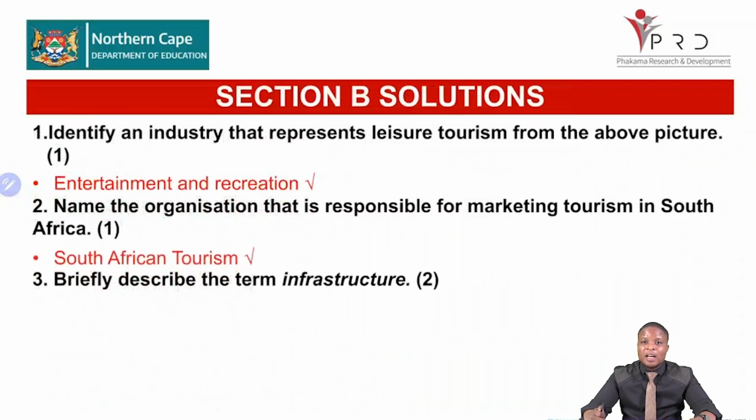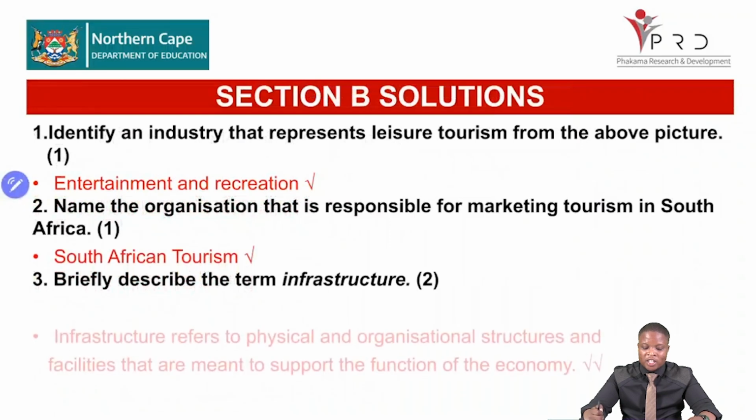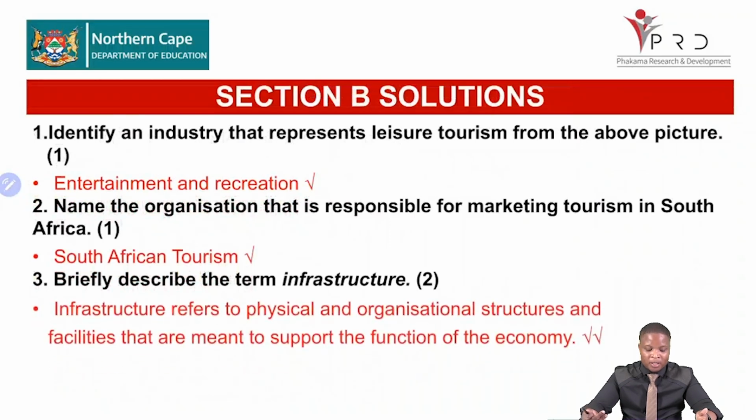Briefly describe the term infrastructure. So grade 12, we need to understand the difference between infrastructure and environment. Environment, we're talking about land, air that we find in nature, and then infrastructure, it's your superstructures that are built by people. Infrastructure refers to physical and organizational structures that are meant to support the function of the economy. So infrastructure can be roads, bridges, buildings.